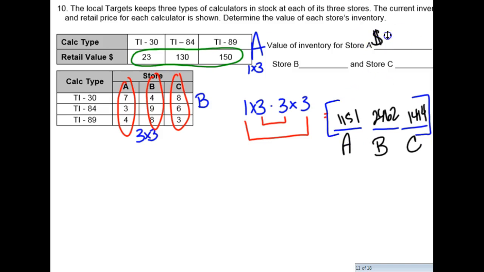So store A has an inventory of 1151, store B has an inventory of 2462, and store C has an inventory of 1414. The idea to this question was we were multiplying the price of each calculator times the number of each calculator that each store had separately. So we did this times this and got that number, and then this times this and got that number, and so on and so on. Now we probably typed it in our calculator. Little note to self here for my kids who are just looking at our slides, we did A times B and got that.